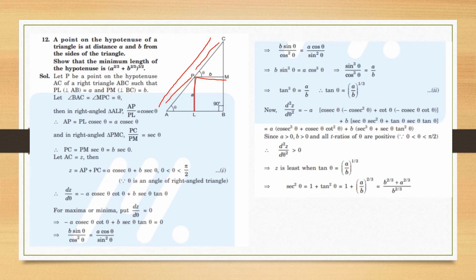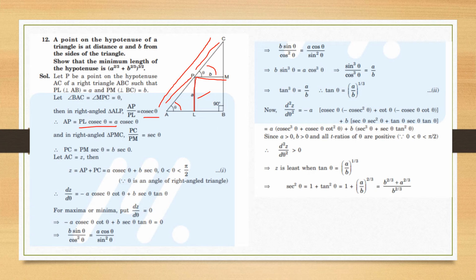These are the corresponding angles, this one and this one, right? So in right triangle APL, AP upon AL will be cosecant theta. So AP will be taken as PL cosecant theta. Take it to the other side. And PL here is your a. So it becomes a cosecant theta.